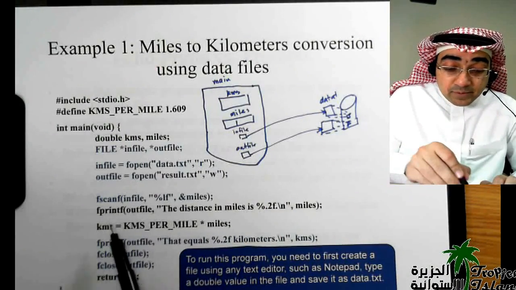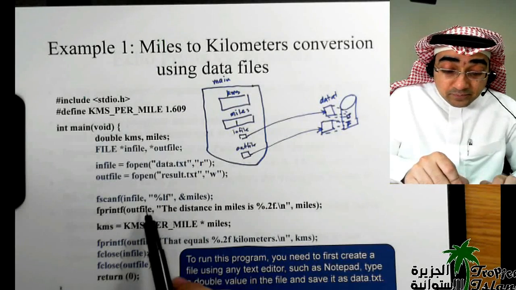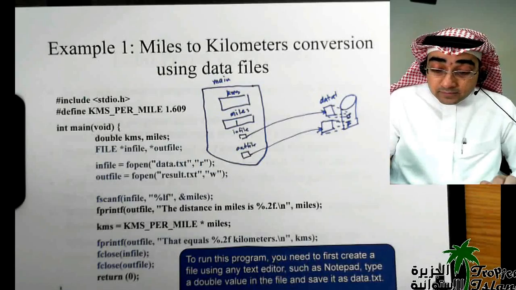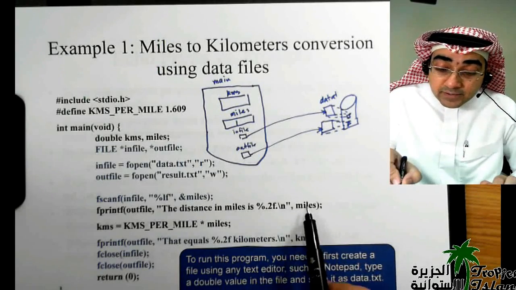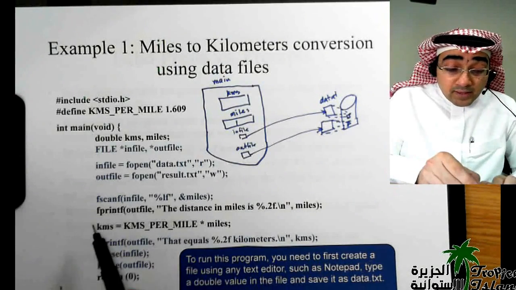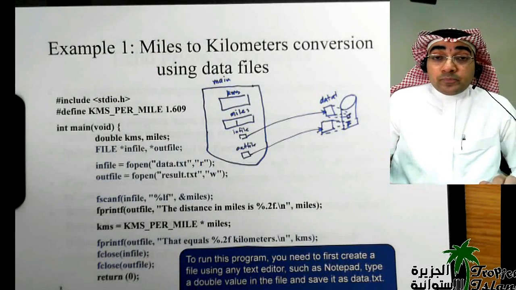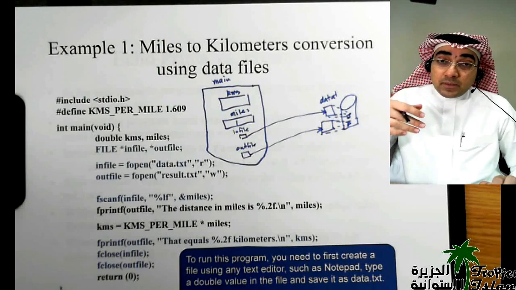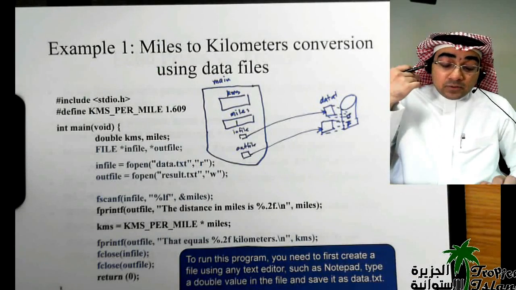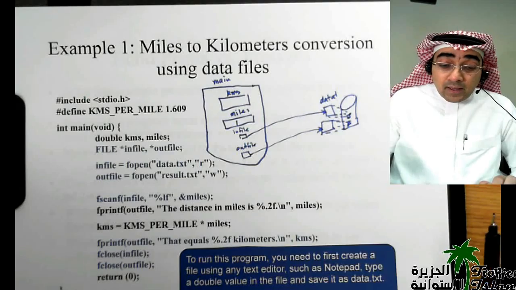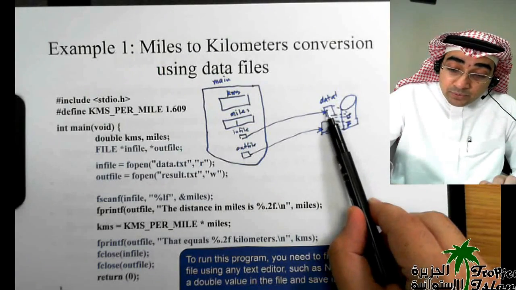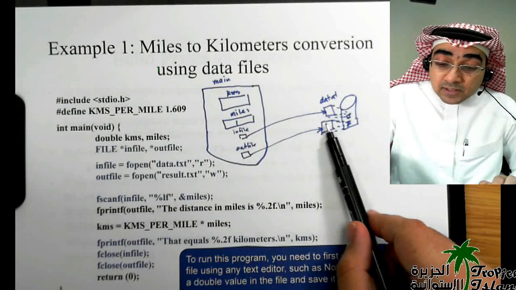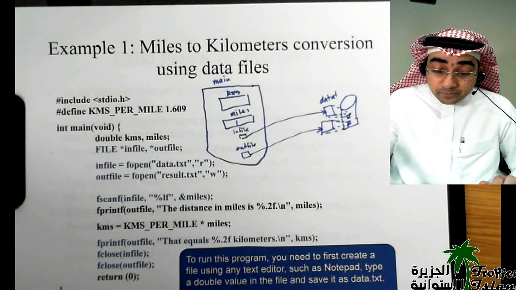Then I say fprintf out file, so in the out file I'm going to print "the distance in miles is %.2f". I'm going to take the value that I have in miles and put it into the output file. This line is called an echo. What is an echo? Echo is known in physics: when you speak something and the sound reflects back to you and you can hear it again, that's called an echo. And this is an echo. We're taking the input from the data file and writing the same thing into the result.txt file.